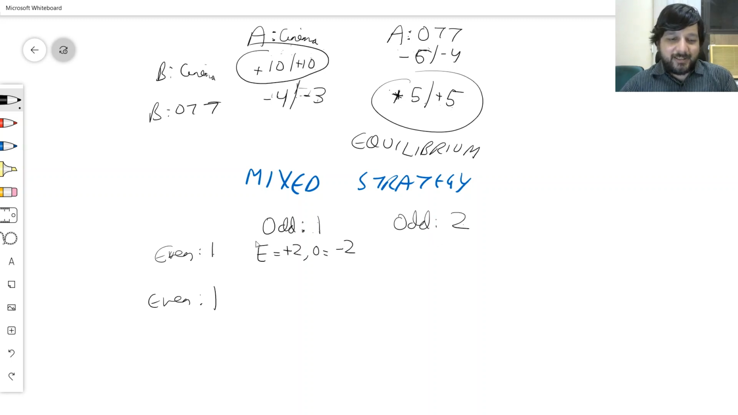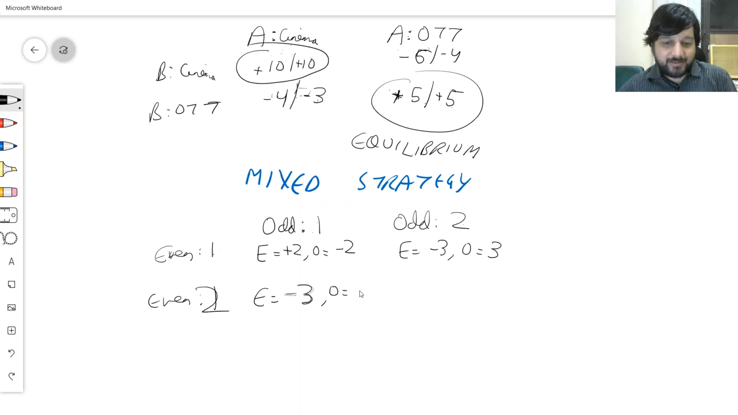If odd says 2 and even says 1, the sum is 3, so even gets minus 3 and odd gets plus 3. So the sum decides the score. If it's odd, odd wins. If it's even, even wins. So here even gets a minus 3 and odd gets a 3, and here even gets a plus 4 and odd gets a minus 4.